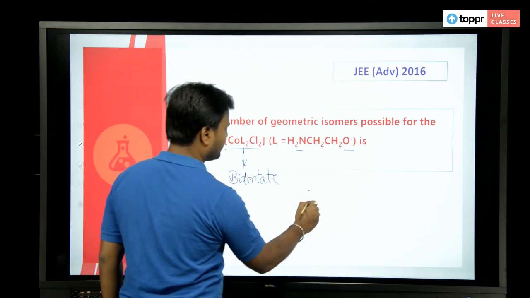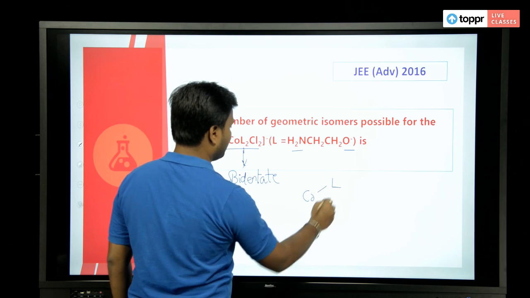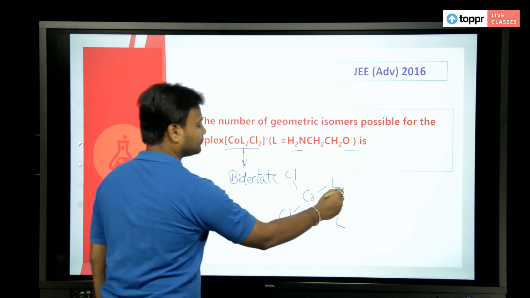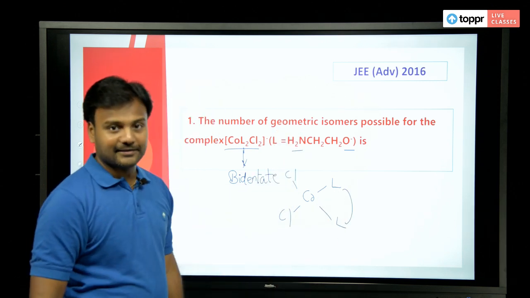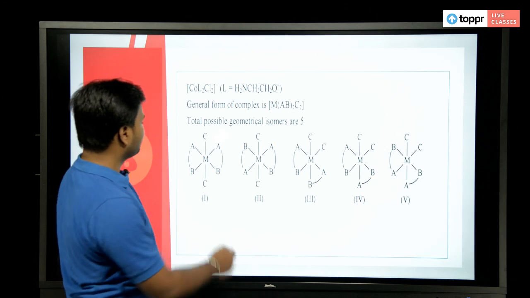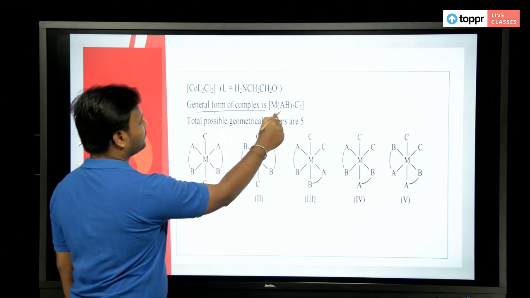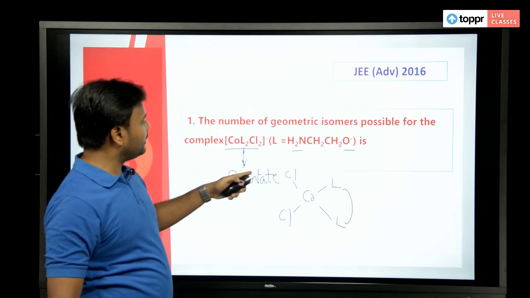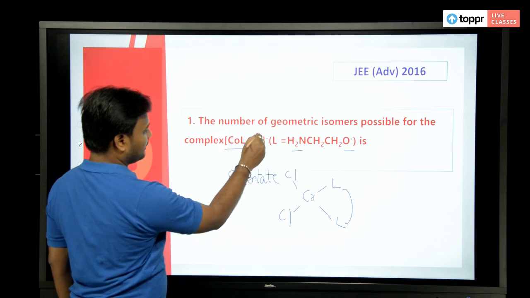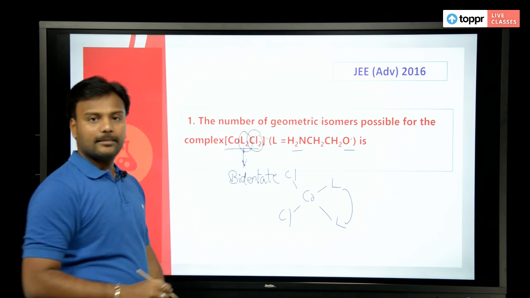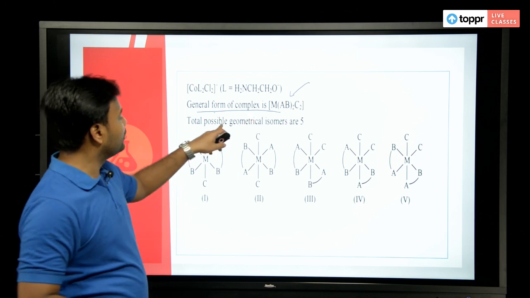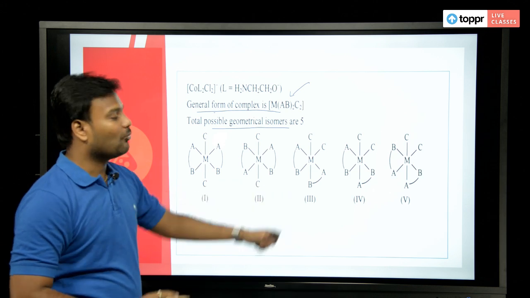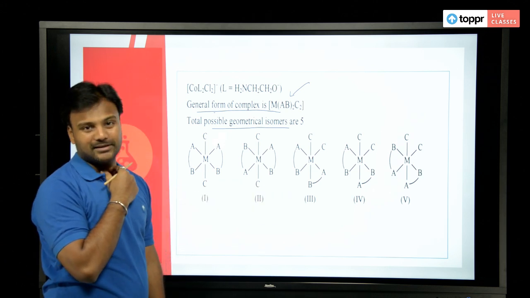CO, you have L, then Cl, bidentate ligand again. This way you can see the geometrical isomerism which is M AB2, AB2 type here because you have this one. Then total possible geometrical isomers are 5. This is the combinations, how many different number of combinations we are representing.